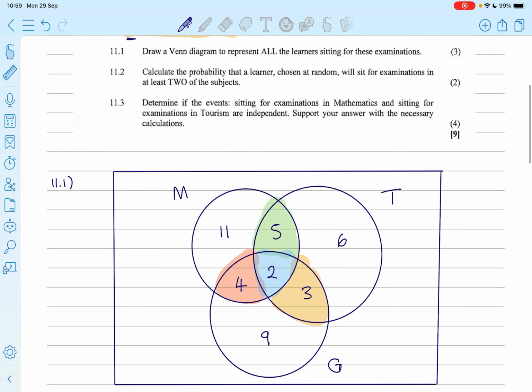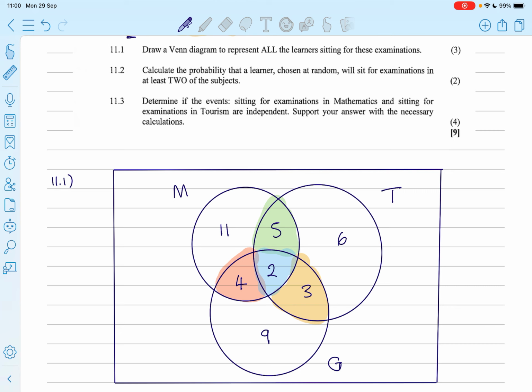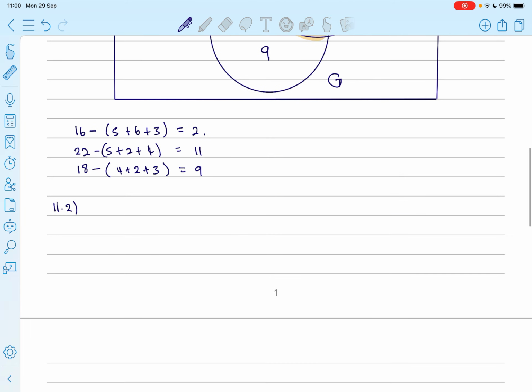So this was 11.1. Calculate the probability that a learner chosen at random will sit for examinations in at least 2 of the subjects. And the key word is at least. So that means we can include the intersection over there that has all 3 subjects where there are 2 learners. So therefore, we want the probability of at least 2 subjects.